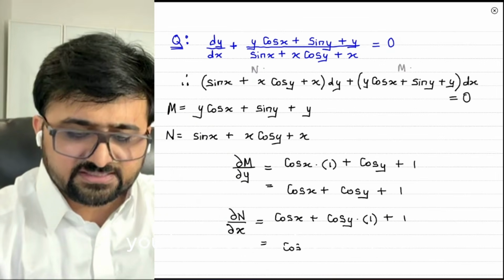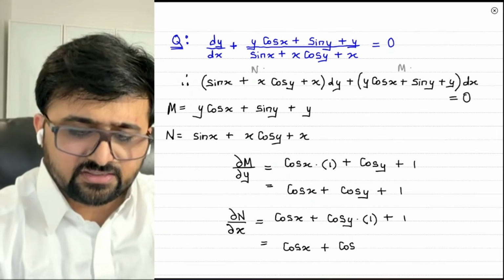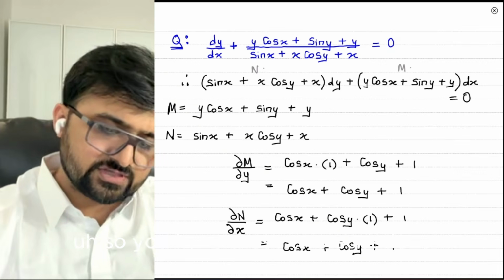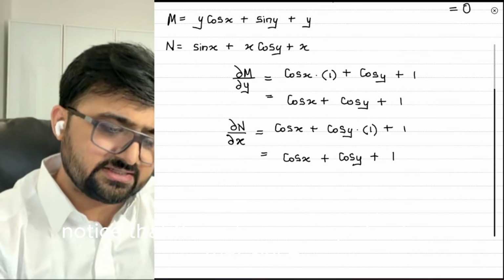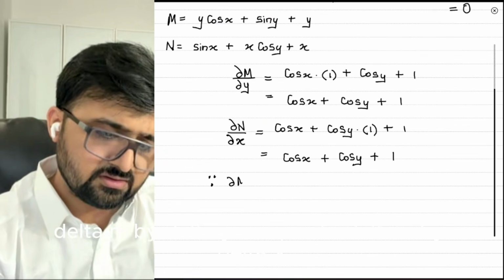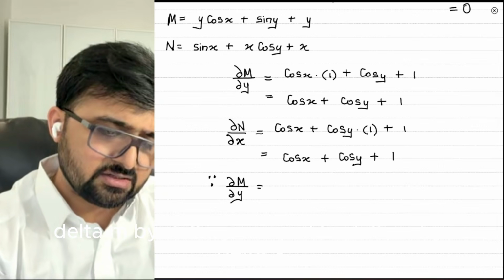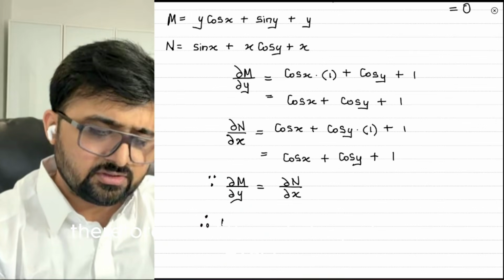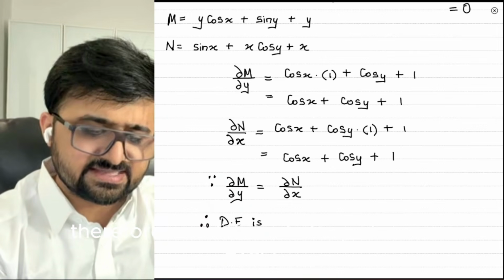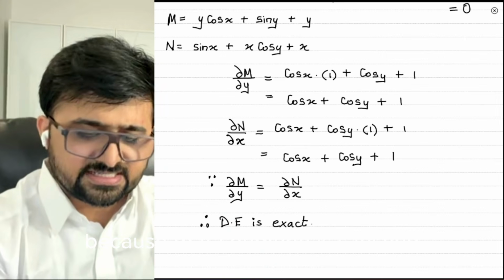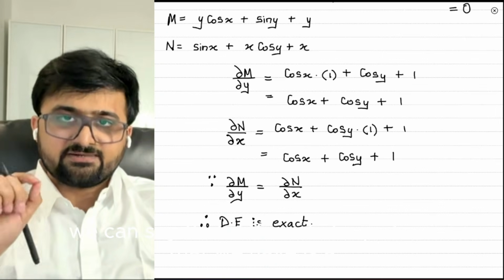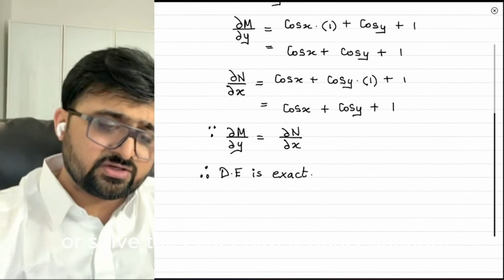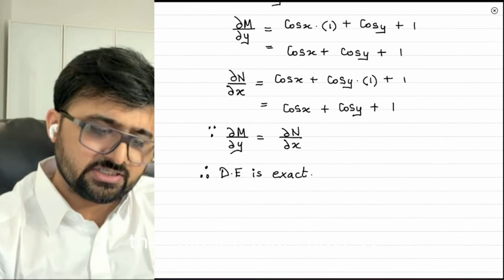You have cos x plus cos y plus 1. So you have those two equations. Notice that those two are equal. Since the partial of m with respect to y is equal to the partial of n with respect to x, our differential equation is exact. Because that condition is satisfied, we can say that the differential equation that we have is an exact kind of differential equation.